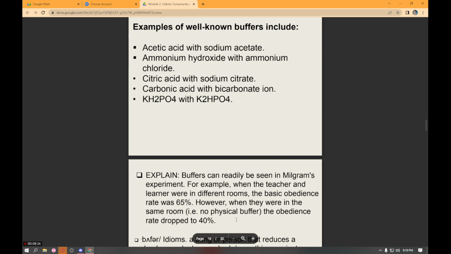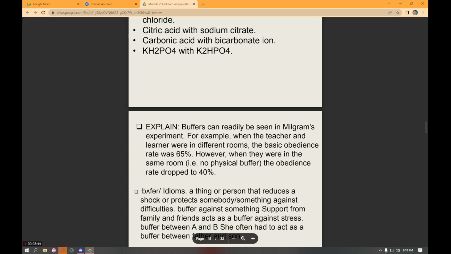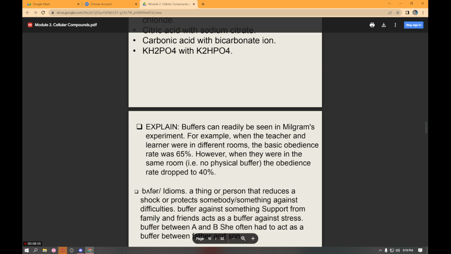Okay, so like for example, inside the classroom, 'di ba? Para mag-aim ka because you have a scholarship, ano gagawin mo? You have to study harder. Why? Because you have something to reach. So, may reason kung bakit mo gagawin yon. Okay, so here in the buffer, a thing or person that reduces a shock or protects something against difficulties. So ano ba 'yon? Hindi sila mag-undergo ng electric shock kung sila ay susunod or sila ay sasagot ng tama. So your buffer is the one that reduces ng cause.